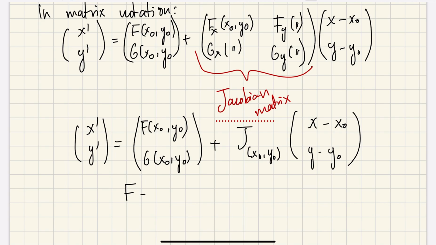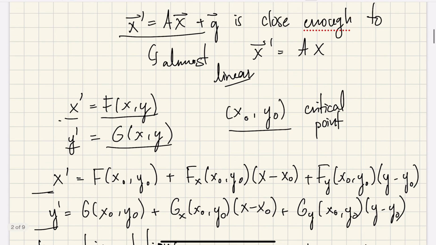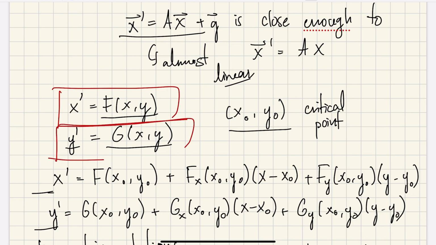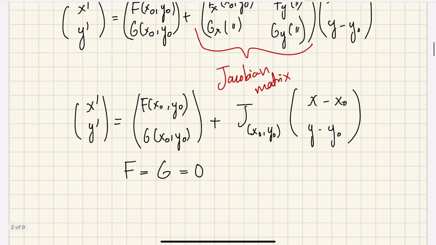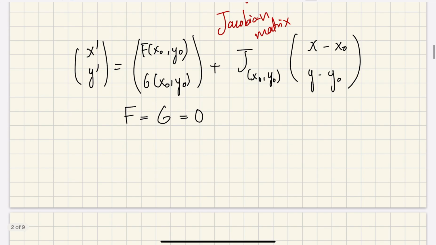f and g are equal to 0. Remember that they equal the derivatives of x and y. So at a critical point, the derivatives are 0. So at xo, yo, f and g are equal to 0.